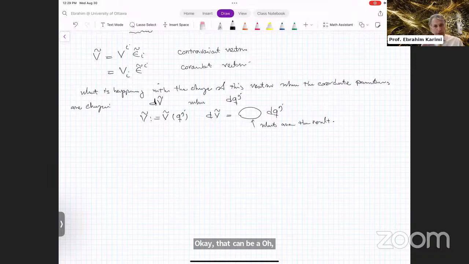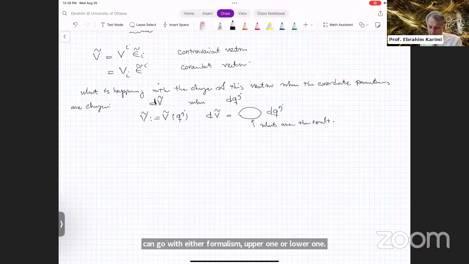This is one approach. And the second approach is that, well, guys, we derived the gradient, but now I'm interested in finding what is happening with the divergence. And by the way, let's call this approach one.